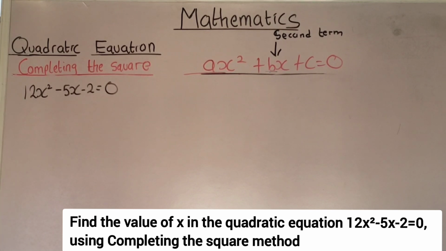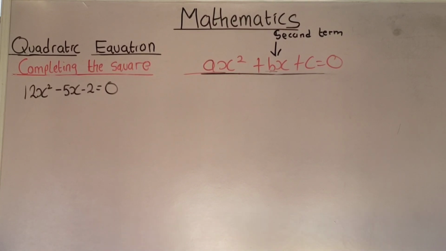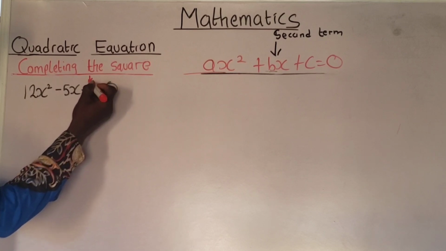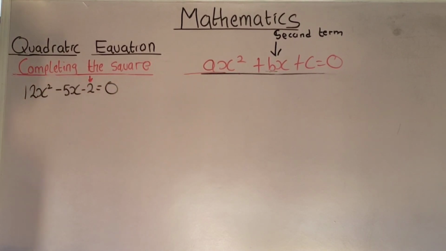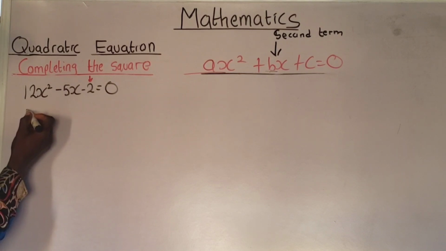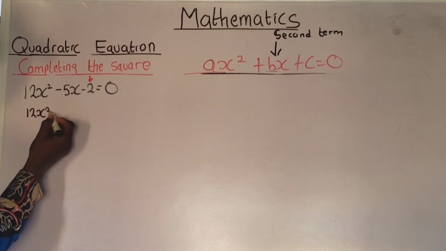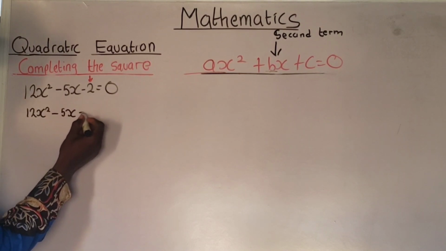Now, in solving this equation using the completing the square method, the first step is that you have to take the constant term to the other side of the equation. You understand? The constant term in this quadratic equation is negative 2. So I'm going to take negative 2 to the right hand side of the equation. So the quadratic equation becomes 12x squared minus 5x equals 2.